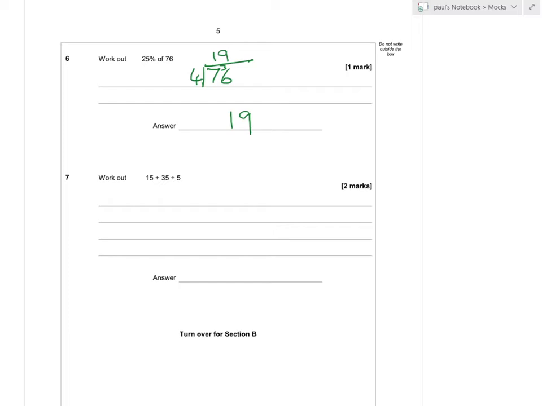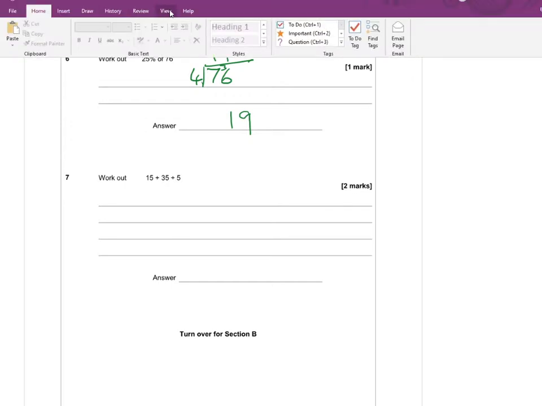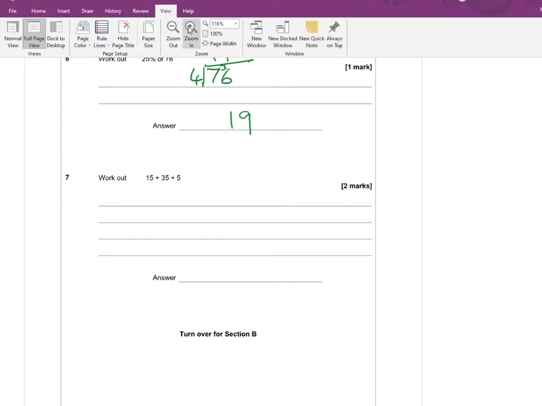How are we doing so far? We're doing okay, aren't we? Yeah. Ooh, if only I could see what that is. It can't be the same. I'm going to zoom in a little bit because it's really difficult to see.